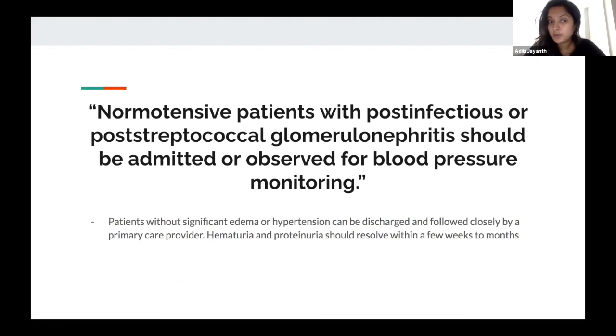Normotensive patients with post-infectious or post-strep glomerulonephritis should be admitted and observed for blood pressure monitoring? No, not always. Patients without significant edema or hypertension can be discharged with close follow-up with a PCP. Remember, the hematuria and proteinuria usually resolve by about the 8-week mark. However, if they're having significant vital abnormalities, so their blood pressure is really high or their edema is significant, you can always consider admitting them. But usually these patients do not need admission. They will need nephrology follow-up, but they probably don't need to be admitted for it.